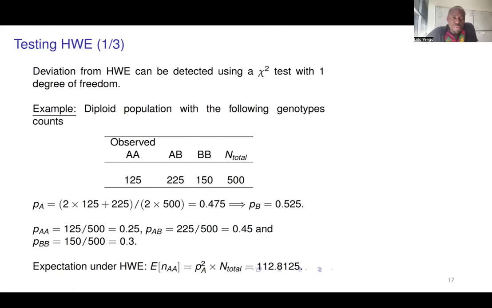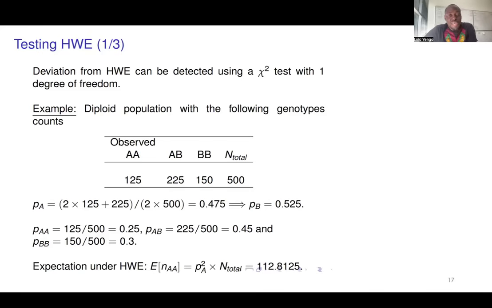As we've seen before, we can calculate the allele frequency. Essentially twice the number of AAs plus 1 times the number of ABs, and we divide that whole quantity by the total number of alleles, which is 2 times 500, and that gives us a frequency of 0.475. We can use the same principle to calculate the frequency of B, but here we can also just deduce it as 1 minus 0.475, which gives us 0.525.